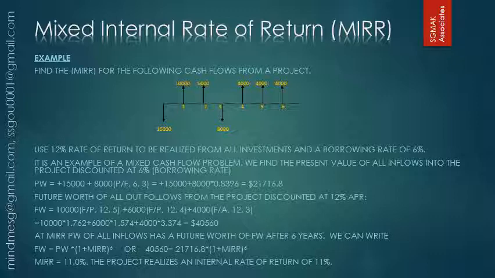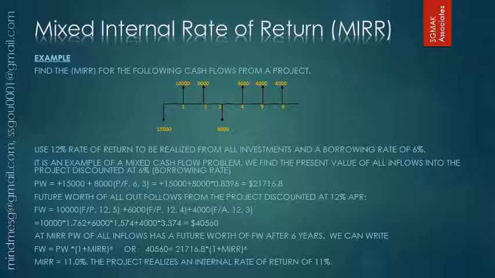So MIRR is used where you have both inflow and outflow throughout the project, and we use two separate rates of return. All money that goes into the project are borrowed at a borrowing rate, which is lower than all the outflow from the project, which are invested at a higher rate. So we have to use two different rates of return, one for borrowing and one for investment, and that makes the problem different from a traditional IRR approach. So let's look at a problem. We want to find the mixed internal rate of return.